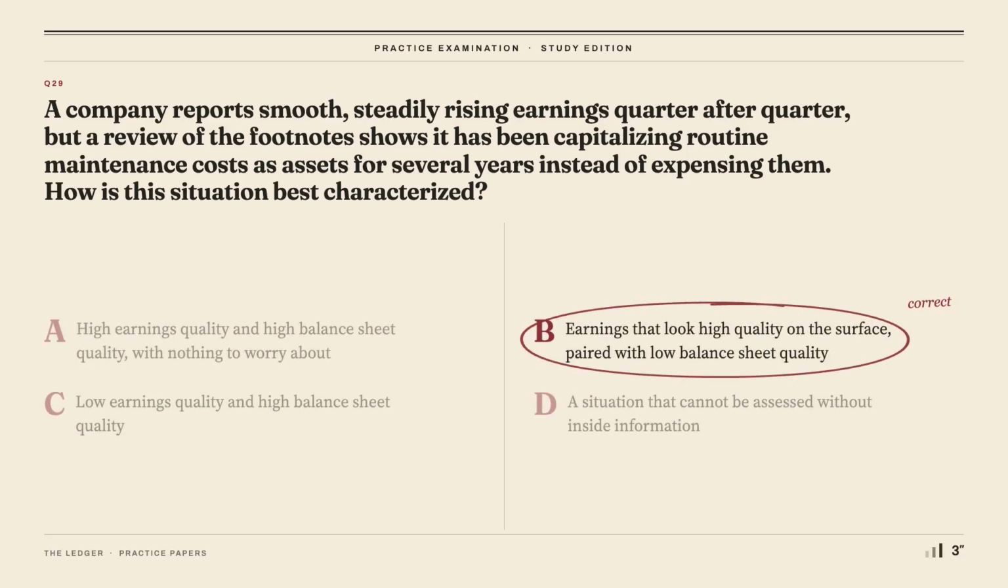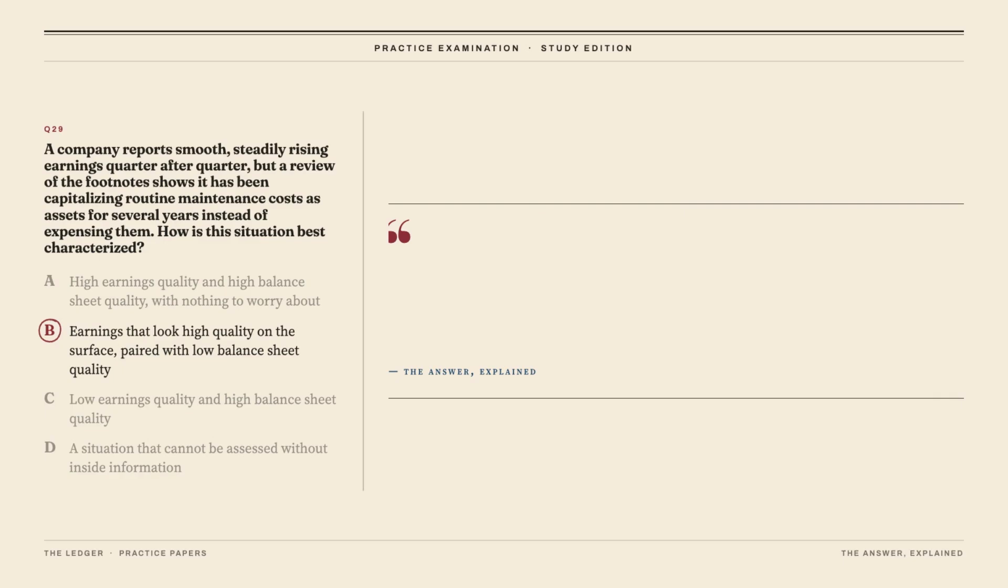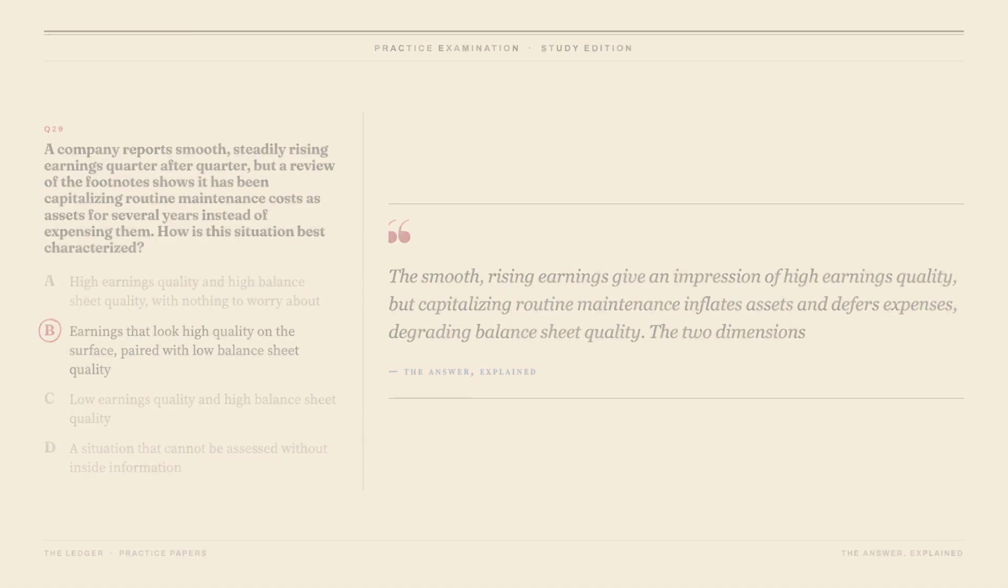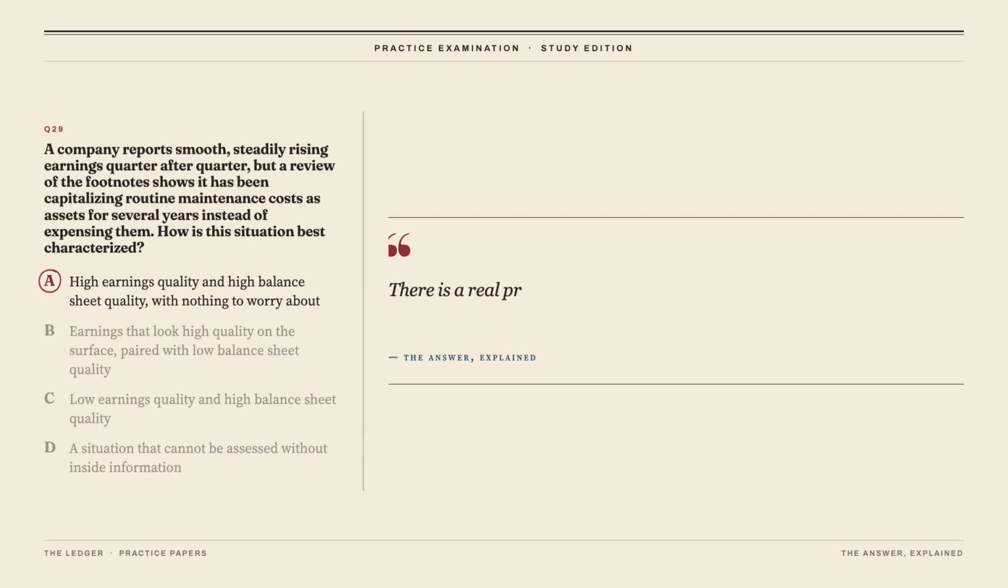The correct answer is B. Earnings that look high quality on the surface paired with low balance sheet quality. B is correct because the smooth, rising earnings give an impression of high earnings quality, but capitalizing routine maintenance inflates assets and defers expenses, degrading balance sheet quality. The two dimensions can diverge, and here a distorted balance sheet sits underneath apparently healthy earnings until the deferred costs eventually hit. A is wrong because there is a real problem.